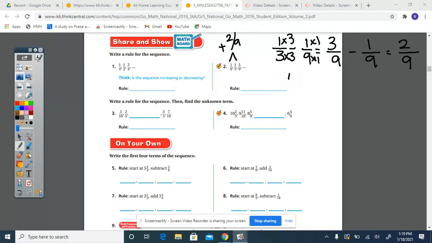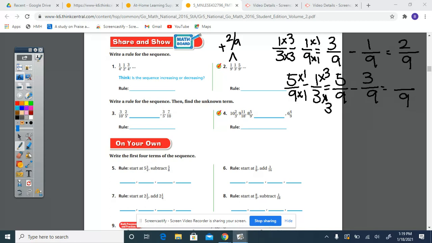Let's see what's happening between the 5/9 and the 1/3. Draw your blanks. Common denominator is 9. What did you multiply 9 times? Times 1, so that's what you do to the top. What did you multiply 3 times? Times 3, so that's what you do to the top as well. 5 times 1 is 5. 1 times 3 is 3. 5 minus 3 is 2. So they're also increasing by 2/9 there as well.